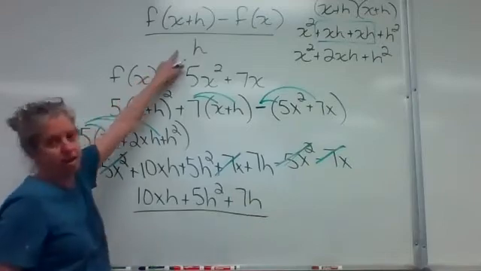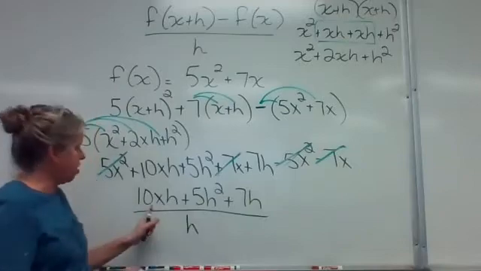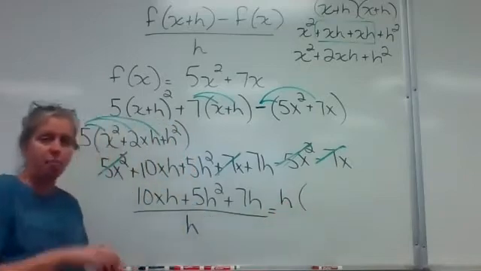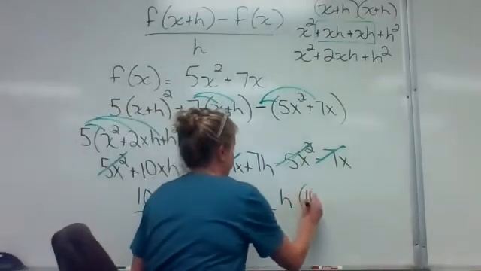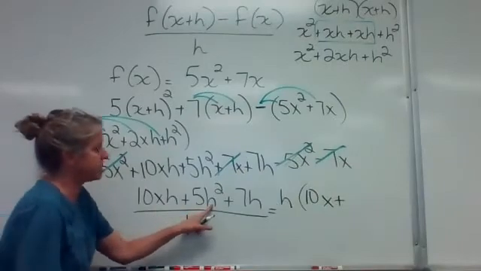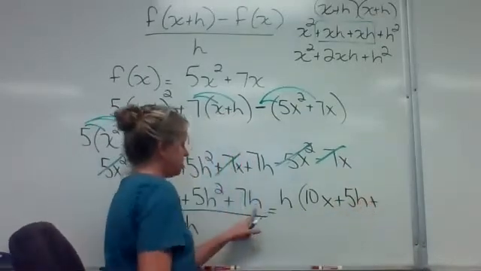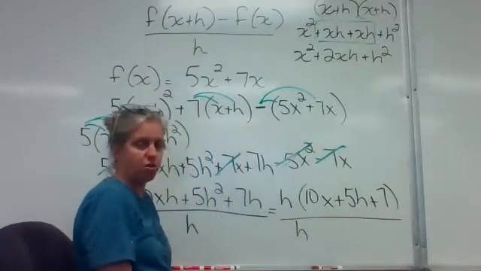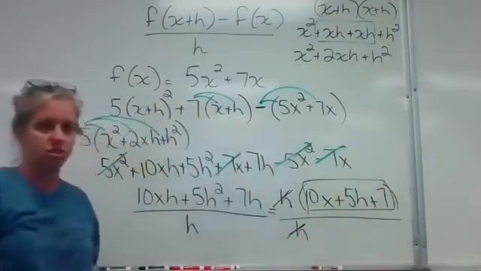Now think about the denominator, which is that h. But look at all the terms in the numerator. What do they all have in common? They all have an h in common. So I'm going to pull it out. Put in parentheses what's left, which will be 10x. If I took the h out, here, if I take an h out, I'm left with 5h. Plus here, if I take an h out, I'm left with the 7. And since my denominator is also an h, those h's cancel, and that is your answer.